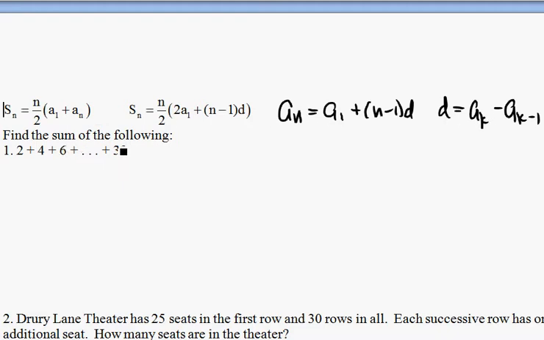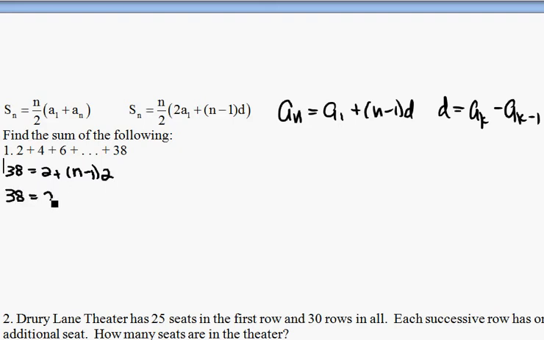Let's find the sum of the following sequence. In order to use the easier of the two formulas, you need the first, the last, and the number of terms. Well, we have the first, we have the last. We just need to know how many terms there are. So neither one of these formulas will really give us the number of terms without some additional information. This formula here will give us the number of terms. So I'm just going to use this one here. So the last term is 38. The first term is 2. The number of terms is what I'm solving for. And the common difference is clearly 2.